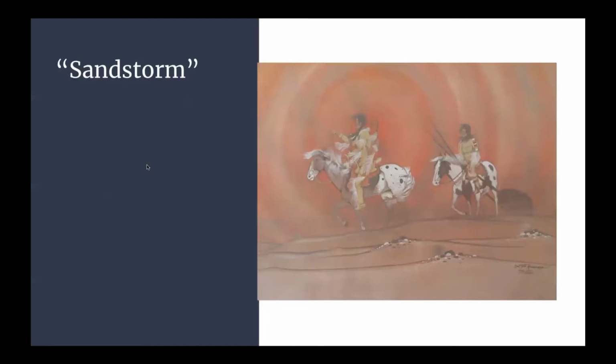So we're going to start off with Sandstorm. This is an earlier piece of his, and you can see on Sandstorm there are two men on horseback. The background is relatively detailed, but not overly so. This is a trend that was quickly dropped in the Comanche art, somewhere around the 1980s. They stopped doing incredibly detailed backgrounds.